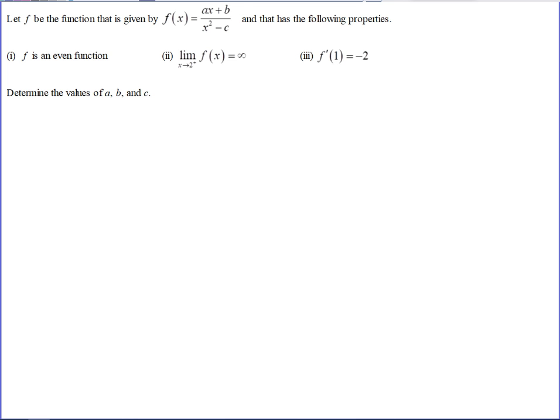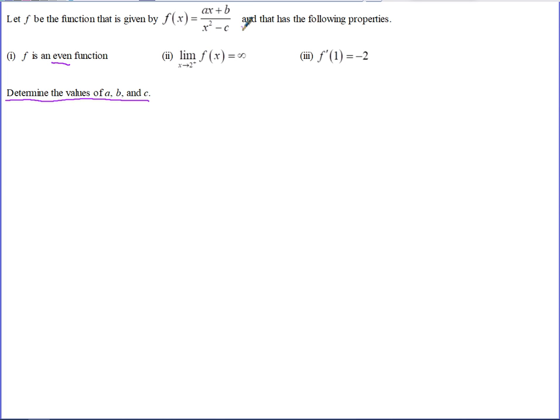Here we're given this function f of x is (ax plus b) over (x squared minus c). It has the following properties. It's an even function. The limit as x approaches 2 from the right is infinity, and f prime of 1 is negative 2. Determine the values of a, b, and c. So you have to figure out what those constants a, b, and c are.